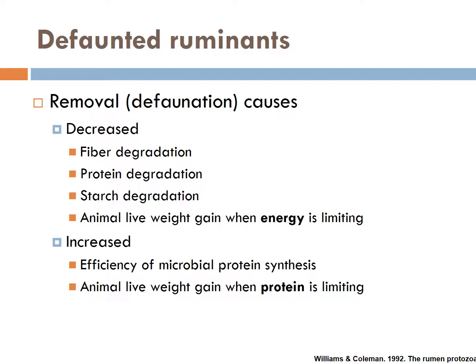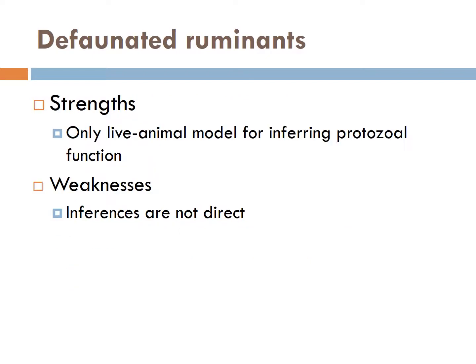The use of these animals led to the conclusions we saw earlier in our lecture on rumen protozoa. It's found that defaunation causes decreased fiber degradation, protein degradation, and starch degradation, as well as animal live weight gain when energy is limiting. Further, defaunation increases efficiency of microbial protein synthesis and animal live weight gain when protein is limiting. The strength of using defaunated ruminants is it's the only live animal model for inferring protozoal function. The treatment used to remove the protozoa is harsh and causes more changes than just the removal of the protozoa. The bacterial community that recolonizes a defaunated ruminant is different from a conventional animal.